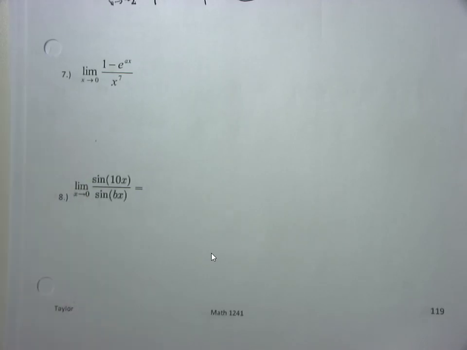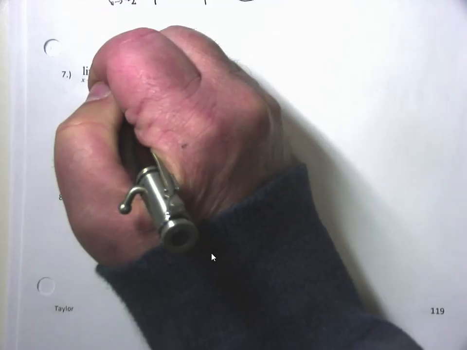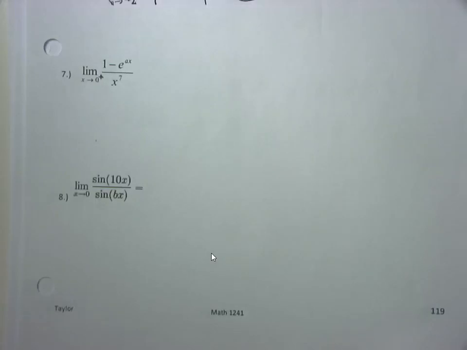Try this guy. The limit as x approaches 0, and I'm going to put this one on the plus side. There's a little typo on that one, so I want to put it on the plus side here. What is the limit as x approaches 0 on the plus side of 1 minus e to the ax divided by x to the 7th?